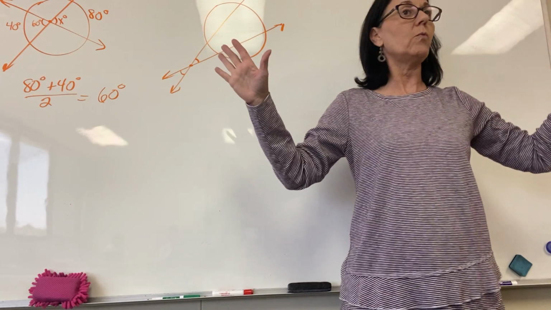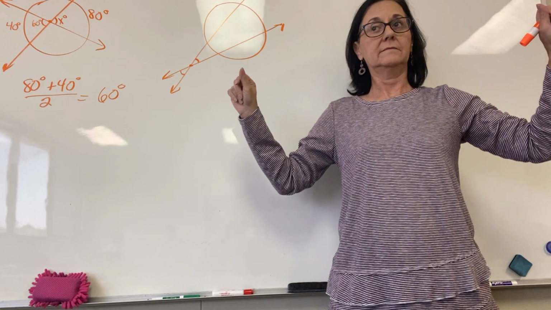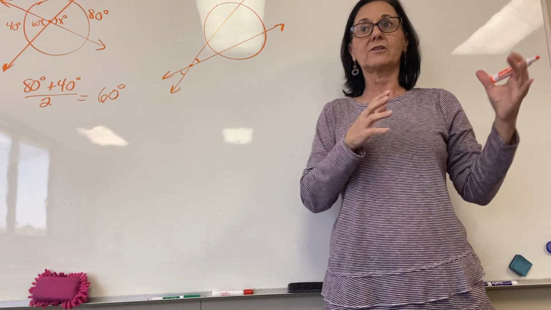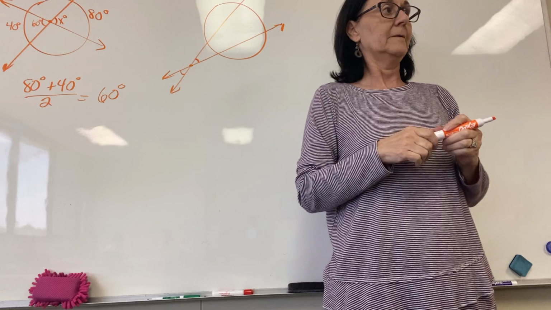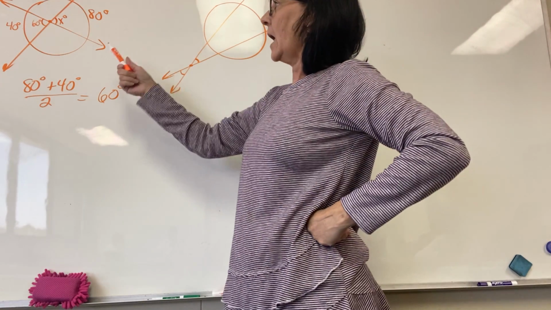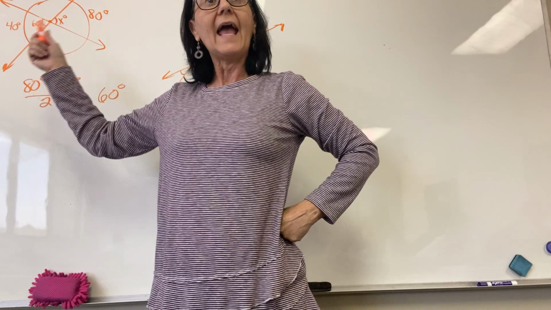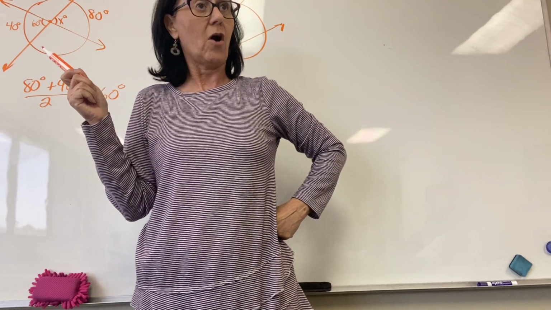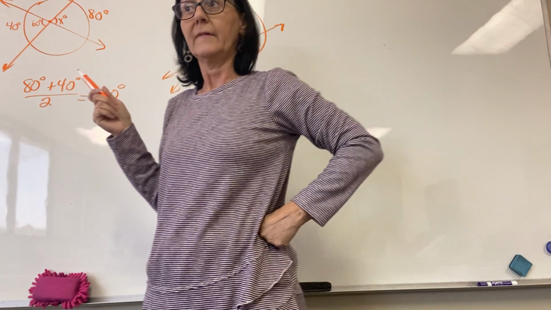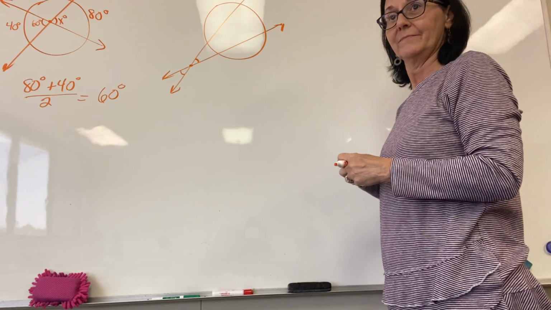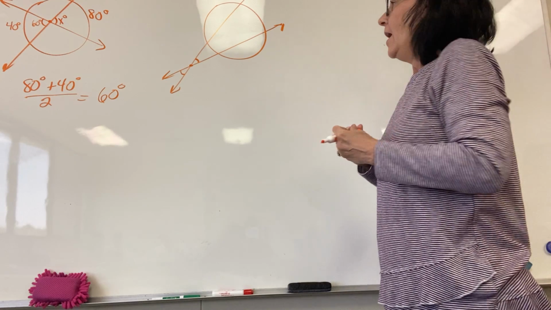So you don't have to know where that angle lies, any place inside the circle. So when secant lines create an angle inside the circle, you add their intercepted arcs and take half. Okay? Not so bad, is it?